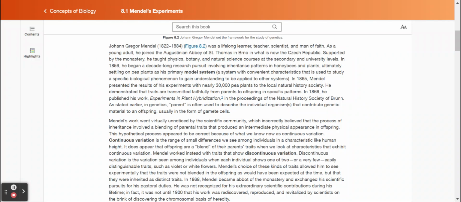In 1865, Mendel presented the results of his experiments with nearly 30,000 pea plants to the local Natural History Society. He demonstrated that traits are transmitted faithfully from parents to offspring in specific patterns. In 1866, he published his work, Experiments in Plant Hybridization, in the Proceedings of the National History Society of Brünn. As stated earlier, in genetics, parent is often used to describe the individual organisms that contribute genetic material to an offspring, usually in the form of gamete cells.